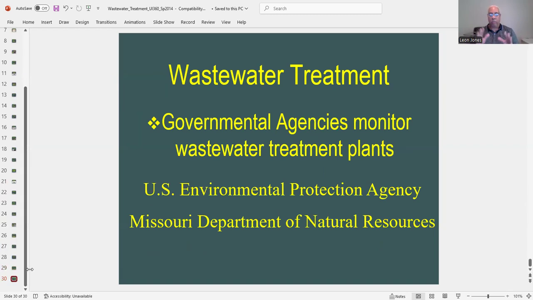And finally, when we deal with wastewater treatment plants, governmental agencies monitor them. Of course, this one is monitored by the Missouri Department of Natural Resources. Here in Indiana, it would be the Indiana Department of Environmental Management, or IDEM, but the overall federal agency is the U.S. Environmental Protection Agency. And there you have it. What I've given you is how a wastewater treatment plant works.